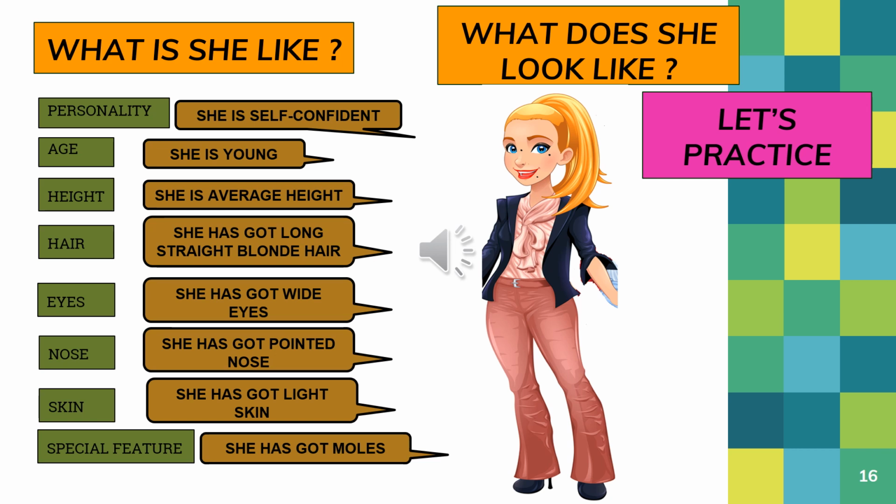Later on, don't forget to download the handout that is provided in this meeting, so you can practice on your own to describe someone's physical appearance by starting with her personality and continuing with the physical appearance. Remember, there are 8 points that you need to memorize when you want to describe someone.